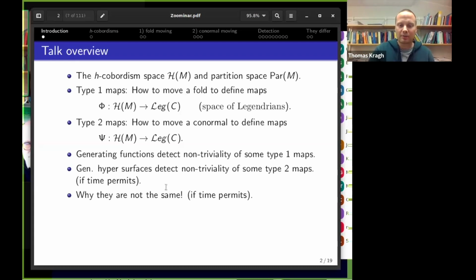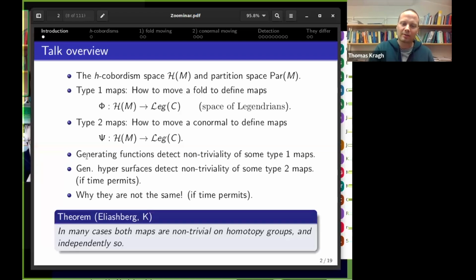Many of these last three points are in specific cases, and it's very difficult to write out exactly what those cases are and what the conditions are. So I'm going to write this very weak statement. I write it as a theorem, but I don't know. In many cases, both maps are non-trivial in homotopy groups and independently so. That's really weak, but I think you might at least see some examples of this if I get time.